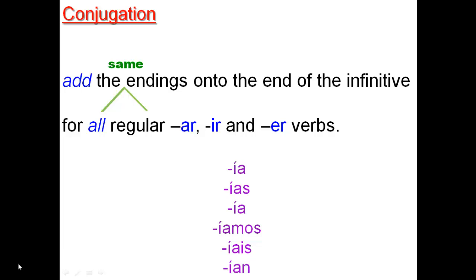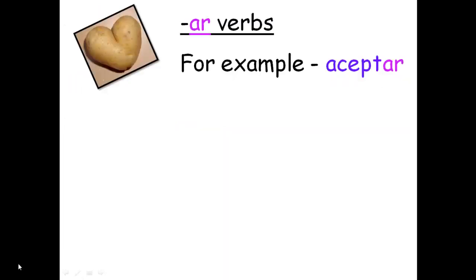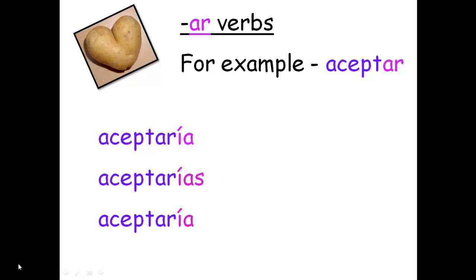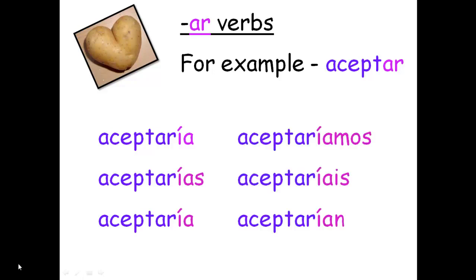So what we're going to do now is we're going to look at a model. We're going to look at a regular AR, a regular ER, and a regular IR verb, so you can see what they look like in action. Okay, so we're going to look at the verb aceptar in Spanish, which means to accept, and in the conditional tense it will be aceptaría, aceptarías, aceptaría, aceptaríamos, aceptaríais, aceptarían. You will notice that we haven't cut that AR off. You see that? It's still there. What we've done is we've stuck that icing on the cake, the ía, ías, ía, íamos, íais, ían. Note the accents. You may also notice that the yo form and the he, she, or it form are exactly the same.